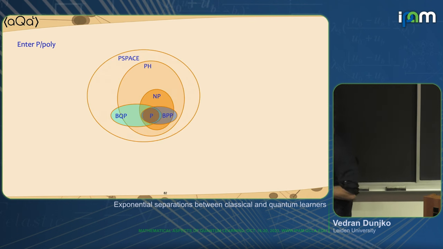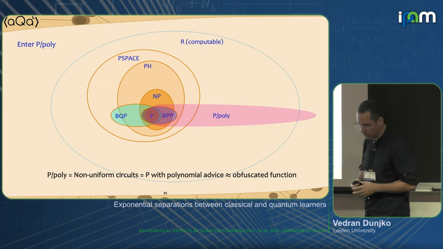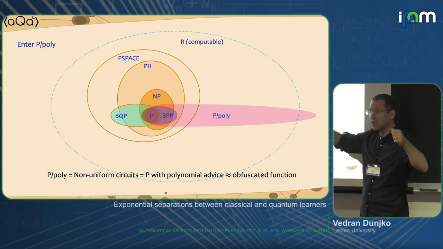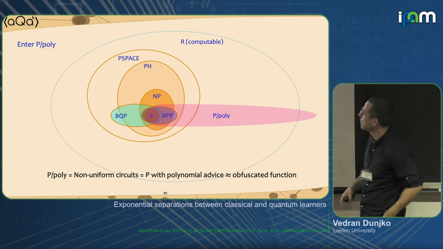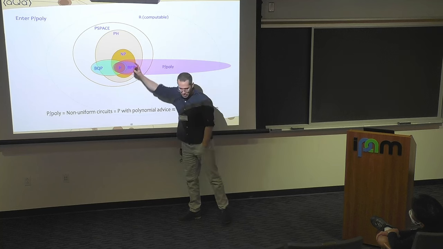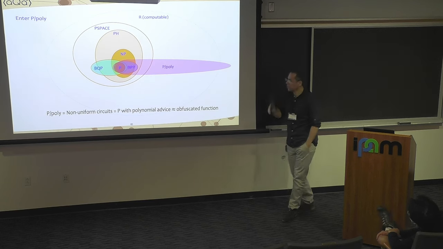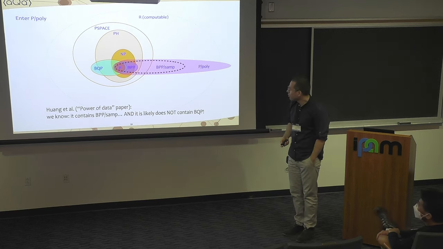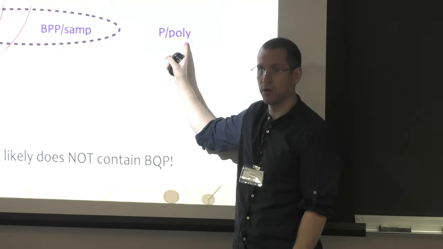Enter the class P/poly, which I already mentioned. This is the class of non-uniform circuits, or things that a Turing machine can solve in polynomial time given an advice tape, where the advice is specific only to the size of the problem, but not the instance. It's a weird class. It contains BPP by Adleman's theorem. It probably doesn't contain NP unless the polynomial hierarchy collapses. It contains uncomputable things. It contains all unary languages. Okay, so it's a weird thing. But thanks to Robert, we also know that it contains BPP/SAMP. So BPP/SAMP was a weird beast, but this thing we understand quite well.